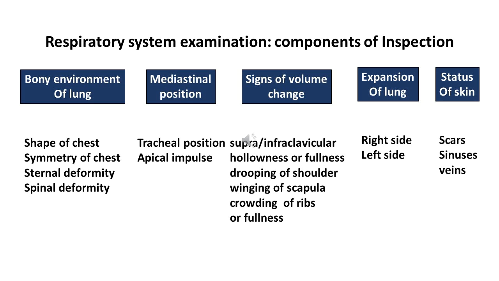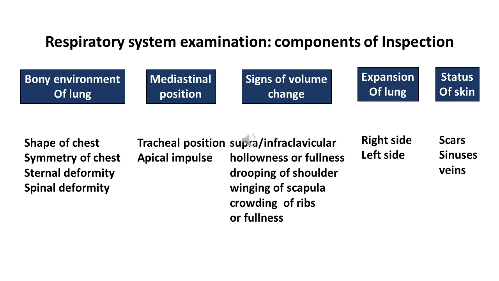Next will be the drooping of the shoulder, which indicates volume loss. Winging of the scapula is not a very reliable finding because it can also occur in many other conditions. So presence of this could indicate a volume loss. Crowding of ribs indicates a volume loss, and fullness in the intercostal space can be seen in the case of massive pleural effusion.